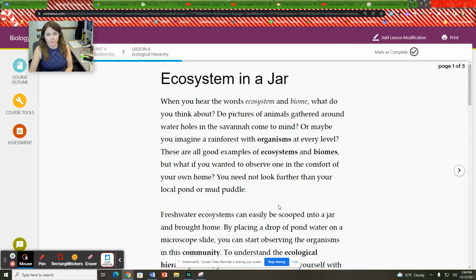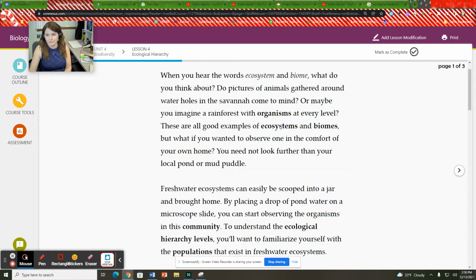Here we are in Unit 4, Lesson 4, Ecological Hierarchy. This is a very short lesson. It's only 3 slides, only 1 slide of information. I feel like this is an intro to something else, and I'm going to add a little bit to this as well, just to make it more understandable. They don't really go through key terms, but they are listed in bold.